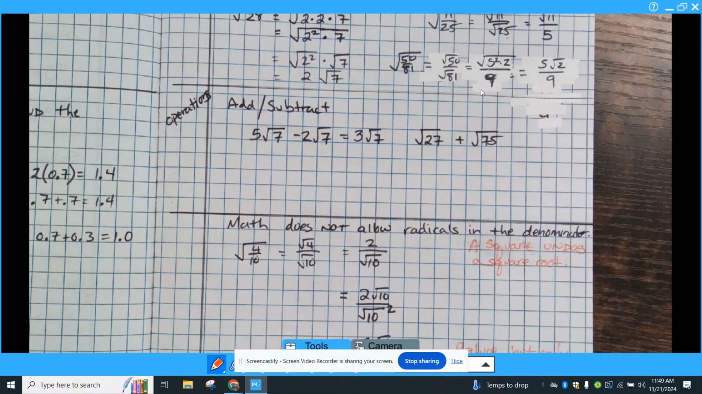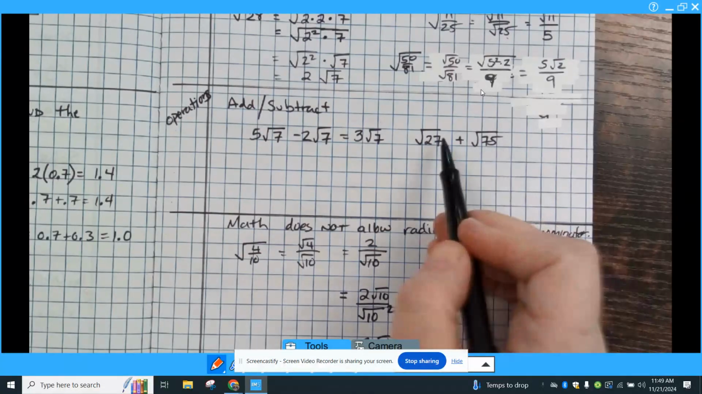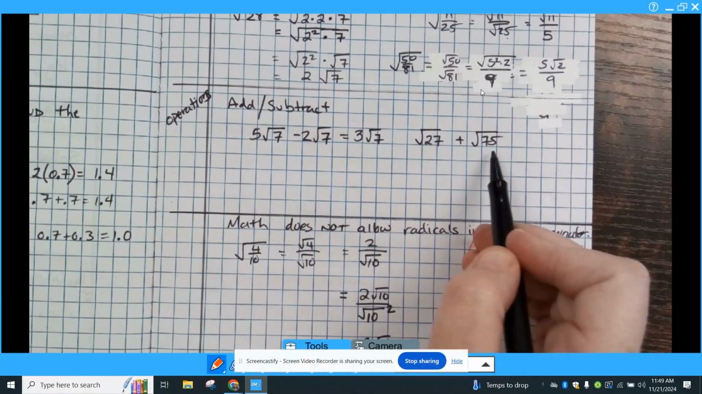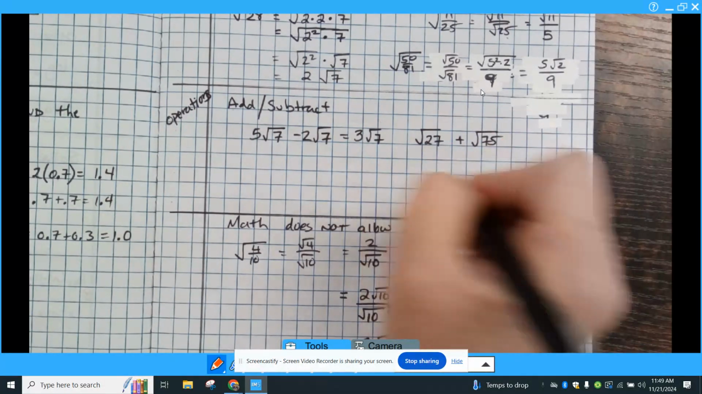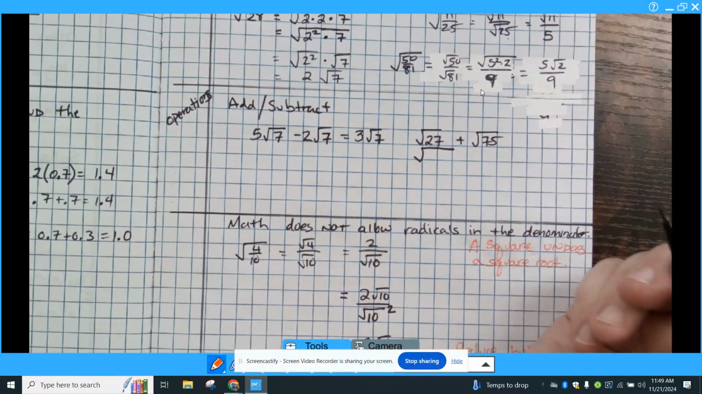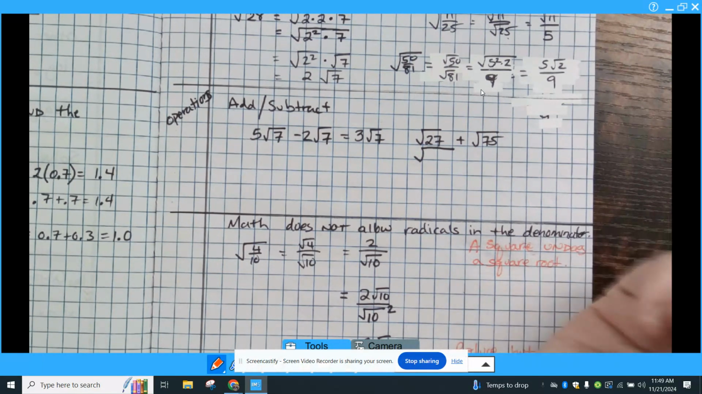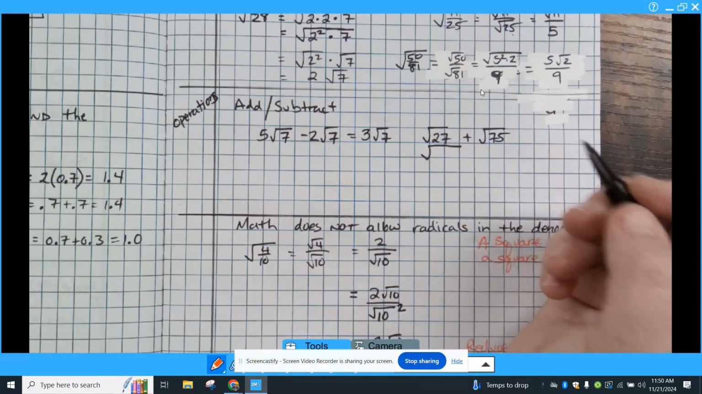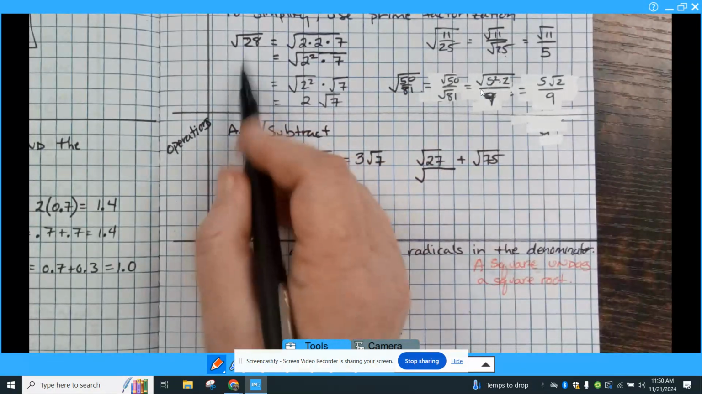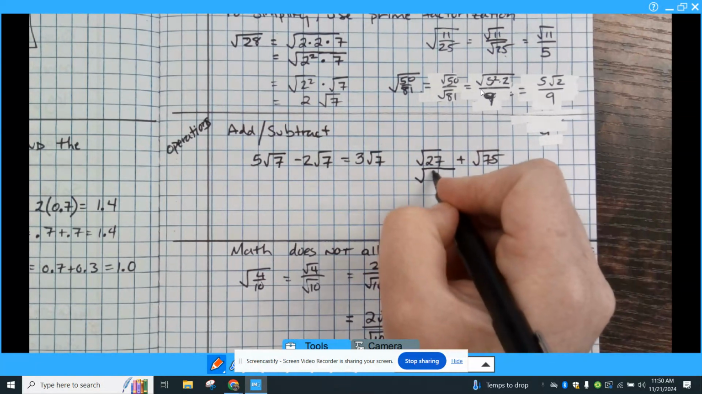Now, if you are going to add them, though, they have to have the same radical. So for this one, we would have to simplify both of them. So square root 27, you can use the prime factors, or you can find your biggest perfect square. So I'm going to use the biggest perfect square for space reasons, but you can always use prime factor just like I did here. So 27 is 9 times 3.